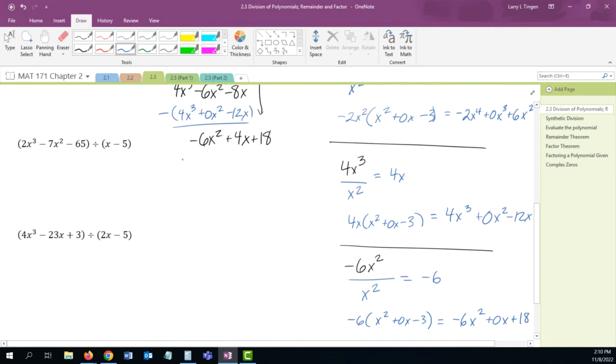What do I have? Negative 6x squared plus 0x plus 18. And I subtract. Negative 6x squared minus negative 6x squared is 0. 4x minus 0x is 4x. 18 minus 18 is 0. And I'm done.